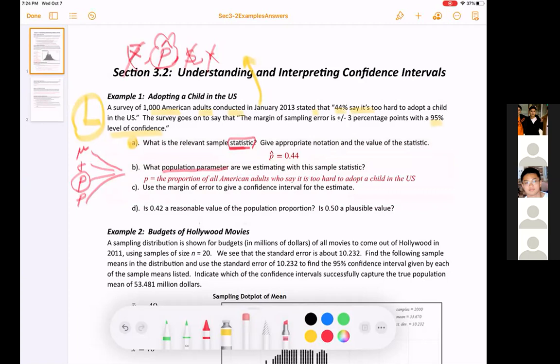Use the margin of error to give a confidence interval for the estimate. Because all of them are similar. So now part C, use the margin of error to give a confidence interval. You already know two formulas for a confidence interval. Here we have the margin of error. So it would be 0.44, which is what we have right here, plus minus the margin of error, which is 0.03.